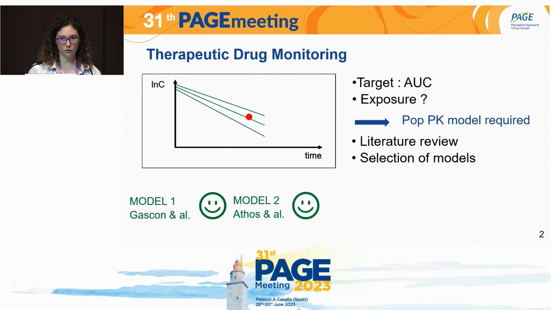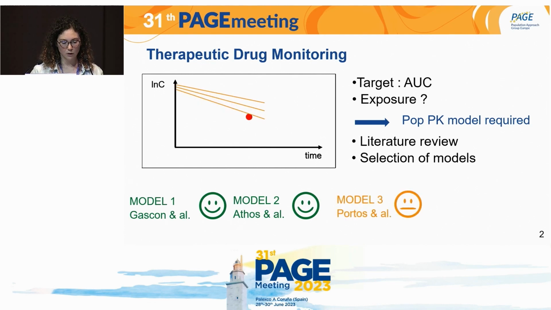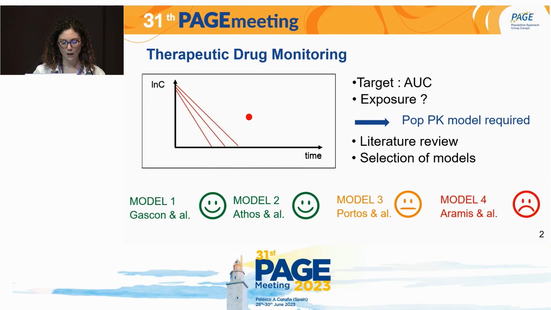Although the VPC provided by the second model are really different from the first, the patient's concentration falls again within the VPC interval, so the model seems compatible again. The third model could be compatible, but we don't know if it's really the case. And finally, the fourth model is incompatible. So in this example, we can see that the VPC don't discriminate between the first and the second models.